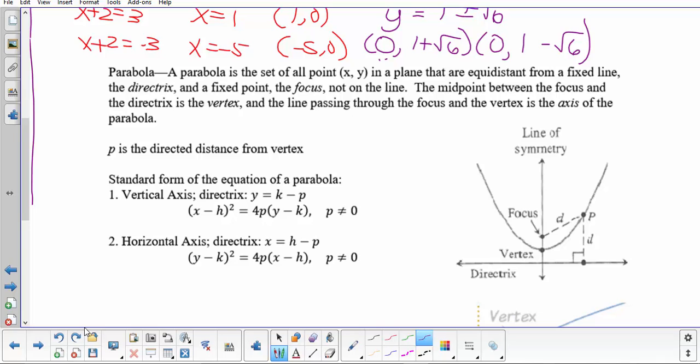So the first way we're going to change it is we're going to start with the definition. So once again, I would like you to memorize this definition. A parabola is the set of all points x, y in a plane that are equidistant from a fixed line called the directrix and a fixed point called the focus, not on the line. The midpoint between the focus and the directrix is the vertex, and the line passing through the focus and the vertex is the axis of the parabola.